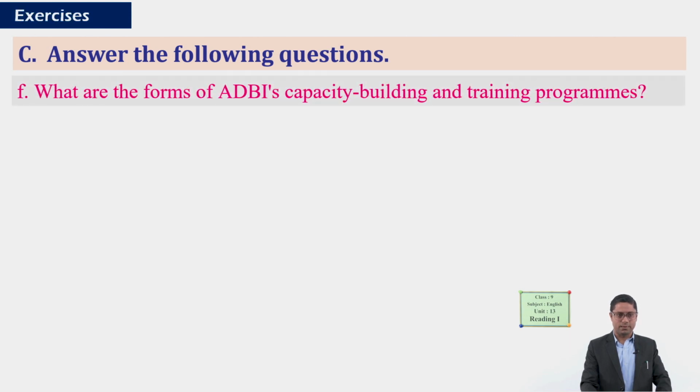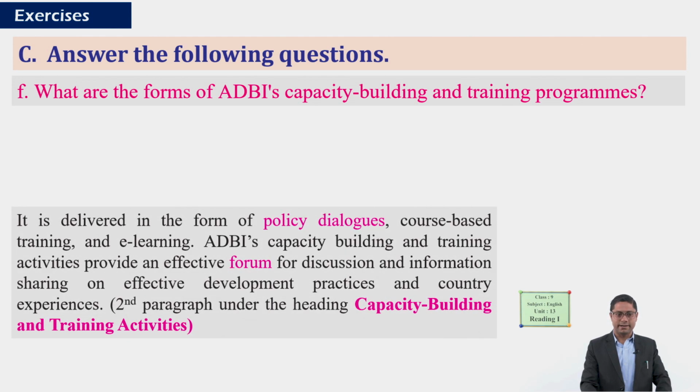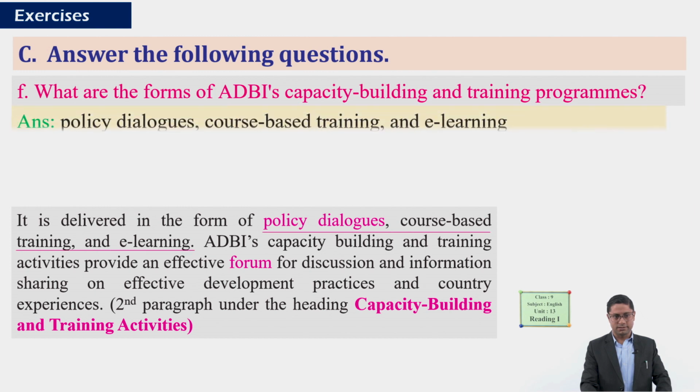Number F. What's the question there? Exactly. What are the forms of ADBI's capacity building and training programs? Can you find the answer from the text? Do you know where the answer lies? Okay, it lies in the second paragraph under the heading capacity building and training activities. If you look there, you can find the answer. See the highlighted part there. Okay. So, the answer is policy dialogues, course based training and e-learning.